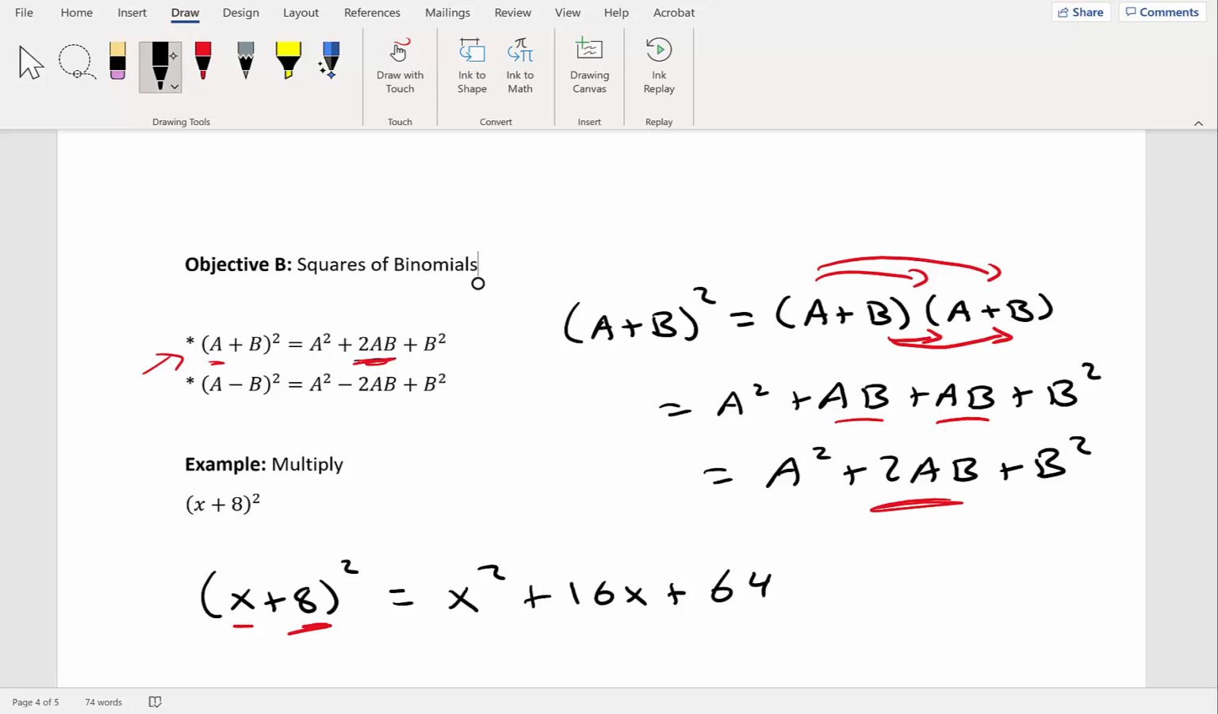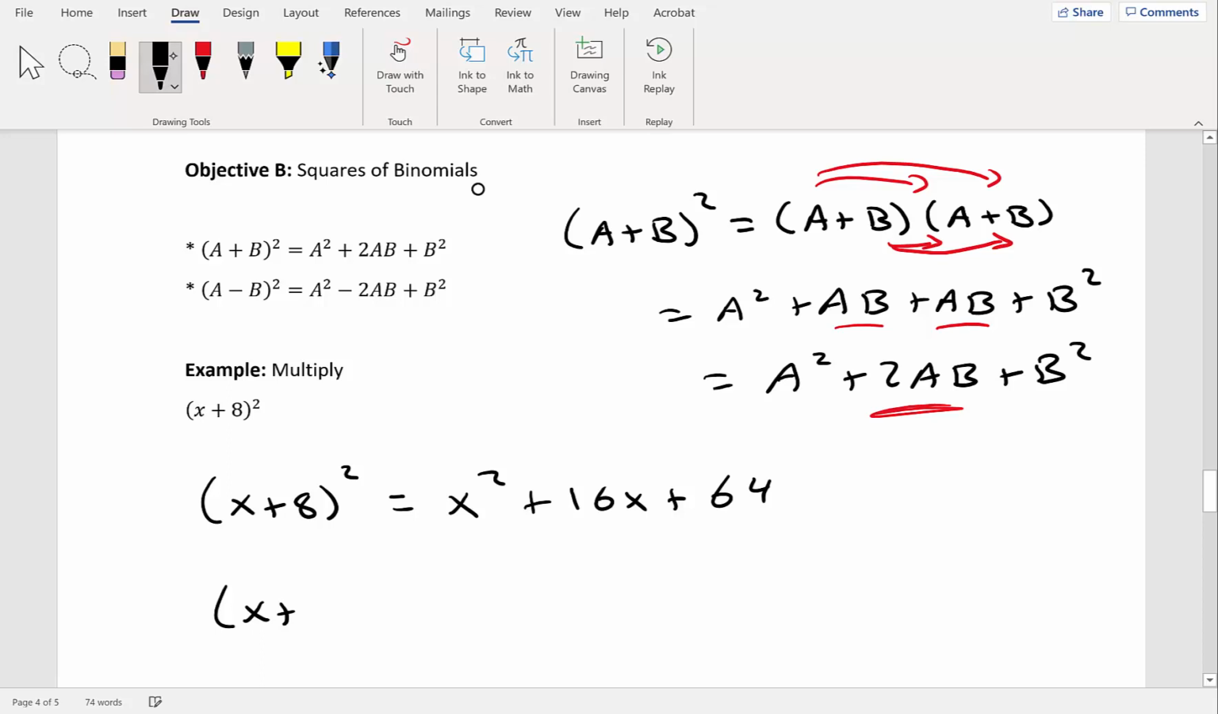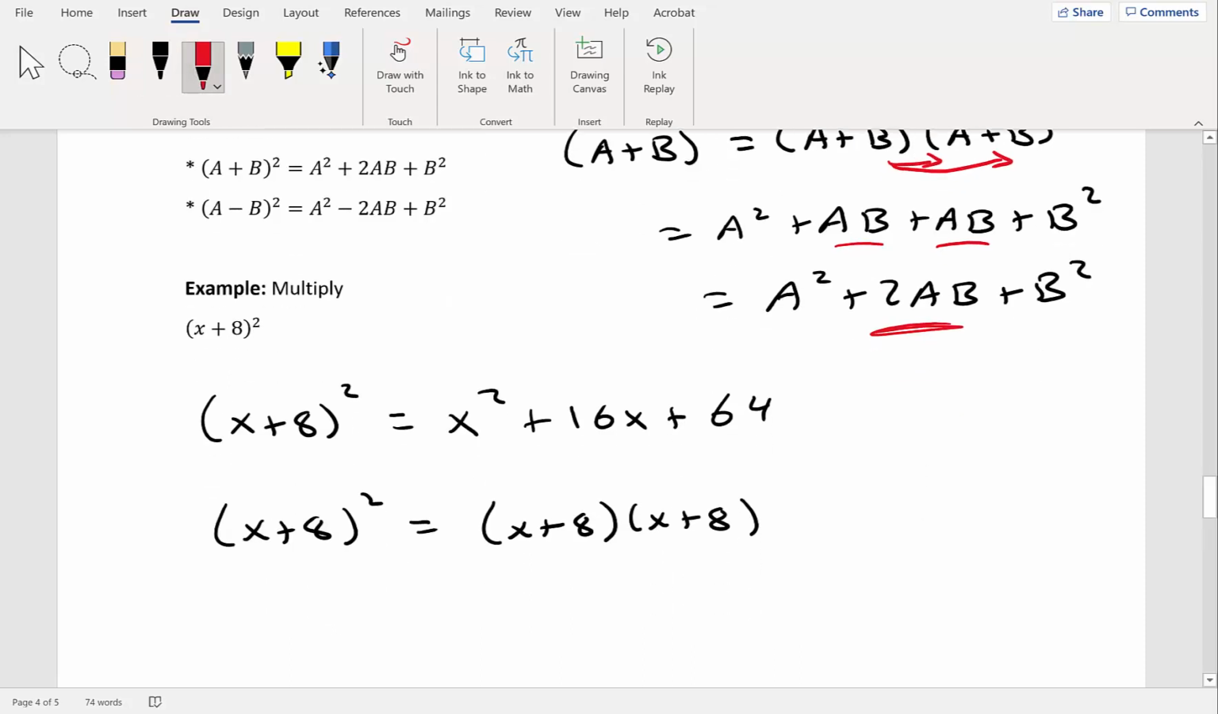Now, once you get the hang of using the formula, you can start multiplying these out pretty quickly. Another way that you can work it out is you could rewrite it twice. So x plus 8 raised to the second power, this is x plus 8 times x plus 8. And then you go ahead and just do the same thing that we've been doing. Take your first term, distribute out to each one of these. So x times x, I get x squared. X times 8, I get 8x.